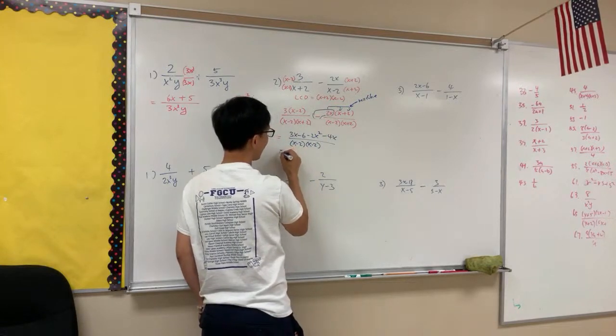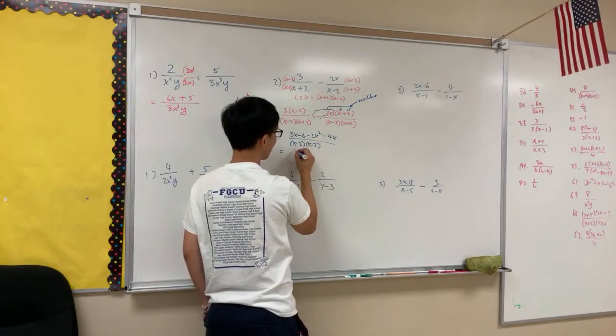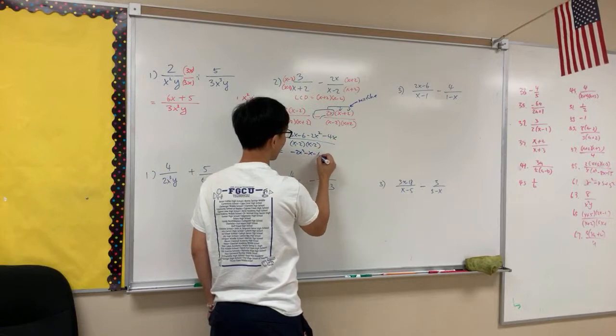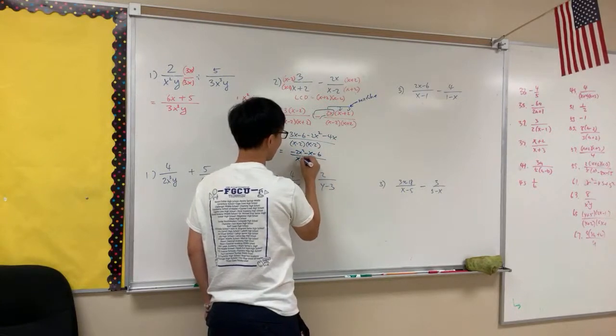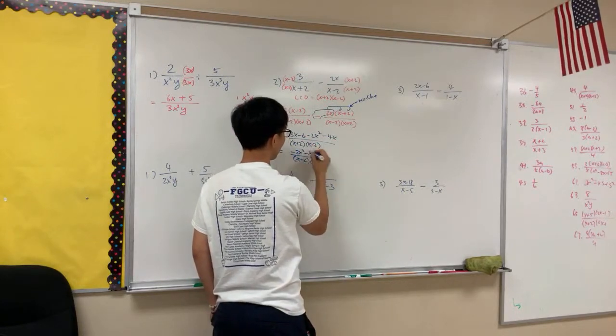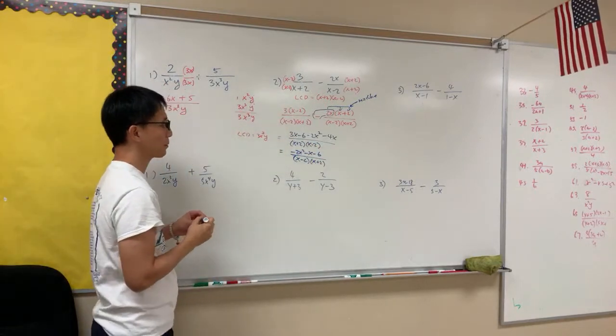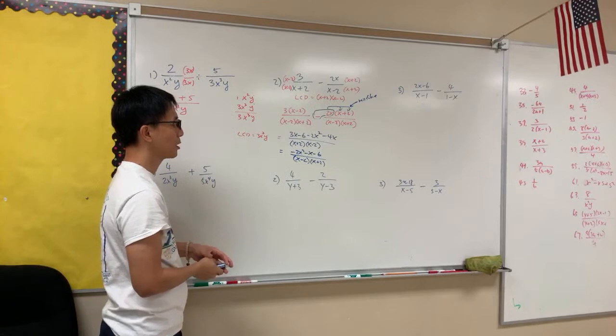And then you just combine like terms and write in descending order. So this one is first, so it'll be minus 2x squared, and then minus x, and then minus 6 over x minus 2 times x plus 2. Okay, so that's the final answer. The final answer just like this.